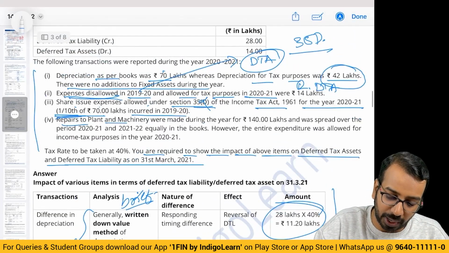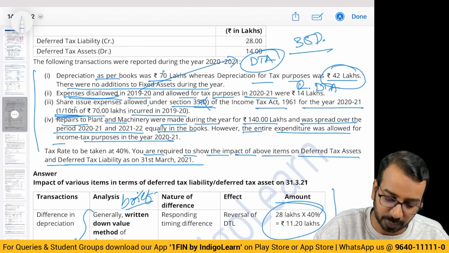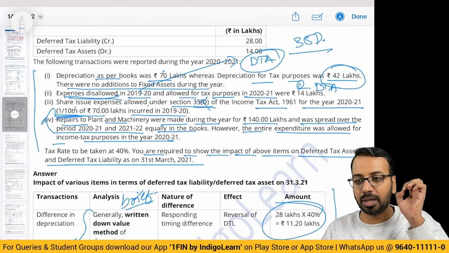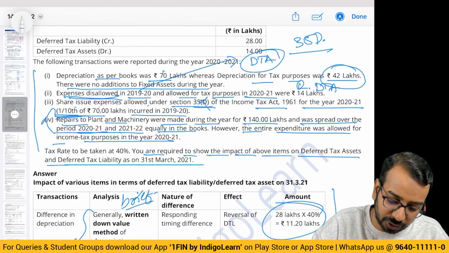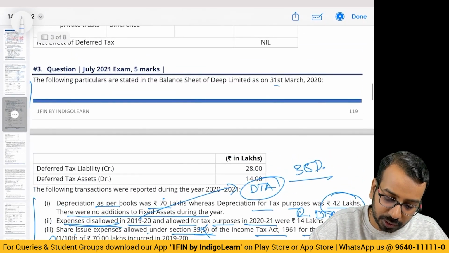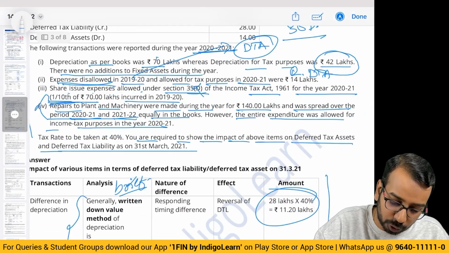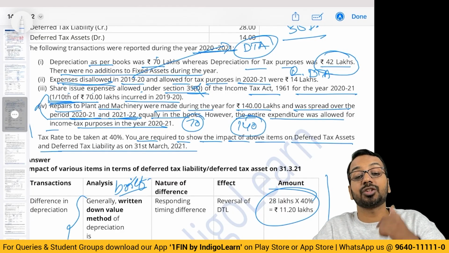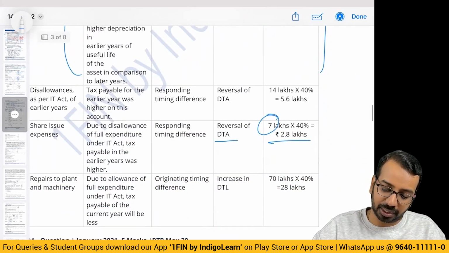Then repairs to plant and machinery were made during the year of 140 lakhs and was spread over the period 20-21, 21-22 equally in the books. However, the entire expenditure was allowed for income tax purposes. See, first thing is, this treatment itself is wrong. In the books also, the repair expense has to be expensed in the year in which it is incurred. But still, they are saying 140 was split in 20-21 and 21-22. We are dealing with 2021. So 70 lakhs as per books, 140 lakhs as per taxation. Taxation has given us higher deduction. Means in future we'll have to pay a higher tax. So it will be resulting in a creation of DTL.